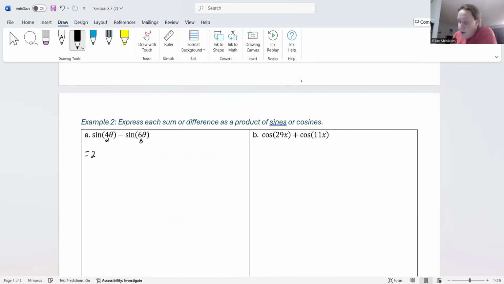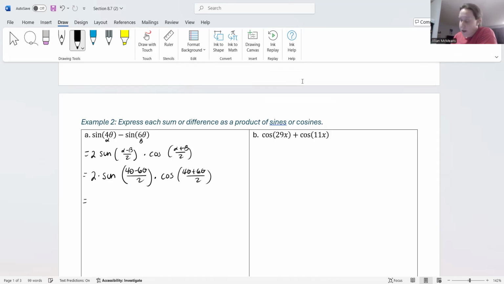So we know this is going to equal 2 times sine of (alpha minus beta) over 2 times cosine of (alpha plus beta) over 2. So let's go ahead and fill in our alpha and beta. We're going to take this nice and slow. So we get 2 times sine of alpha minus beta. So that's going to be (4 theta minus 6 theta) over 2 times cosine of alpha plus beta. So that's going to be (4 theta plus 6 theta) over 2.